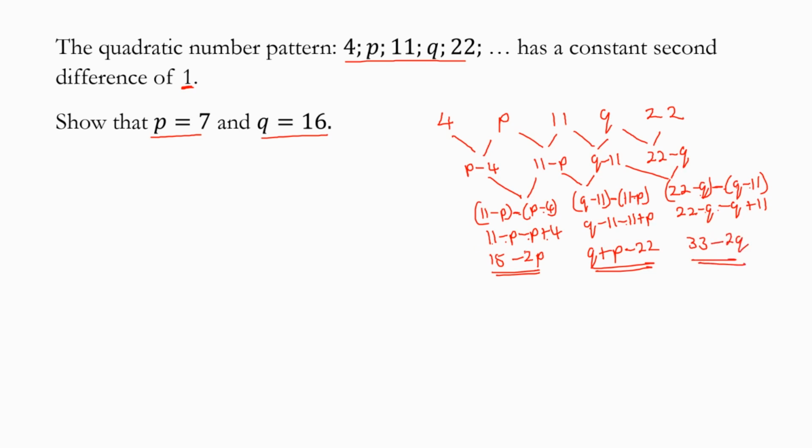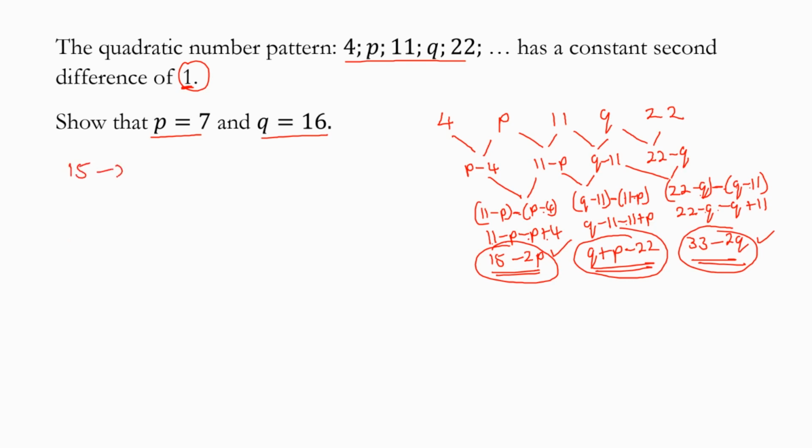Now we're told that this is equal to 1. This is also equal to 1. This is also equal to 1. So we can choose any that we want to use. I think it would be better to use this one and this one. This will be faster. So let's start with the first one.